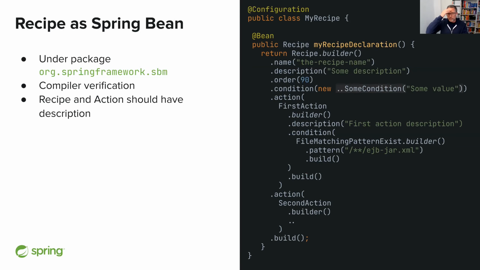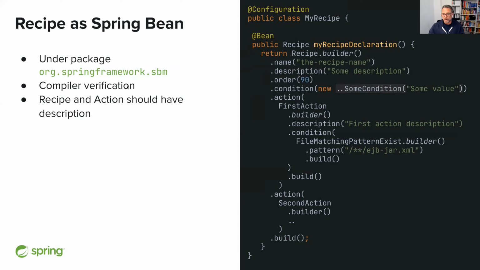And then there's another way to do exactly the same thing, just in a different syntax, where we use a Spring Boot configuration class and declare a bean that returns a recipe, and inside this bean declaration we do the same thing, just with a fluent API. Here it's important that these classes are somewhere under org.springframework.sbm, or you need to adjust your component scan.